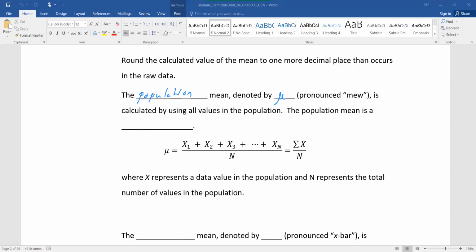All right, this is calculated by using all the values in the population, and the population mean, remember, is the parameter. It's what actually occurs. By the way, this is more of a typed mu symbol, so you can kind of see what I'm trying to draw there. So if you see that symbol, that is a mu, which means population mean.